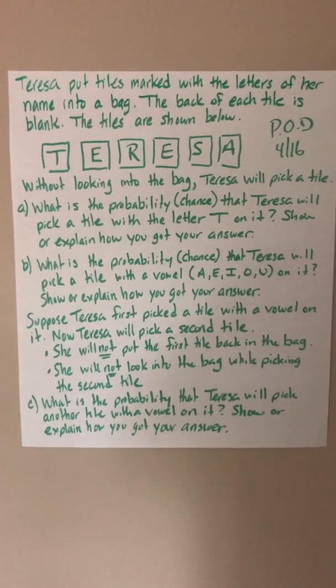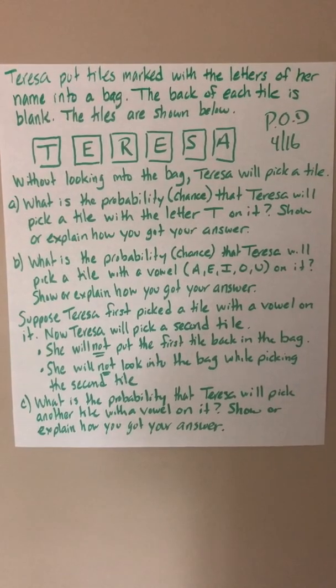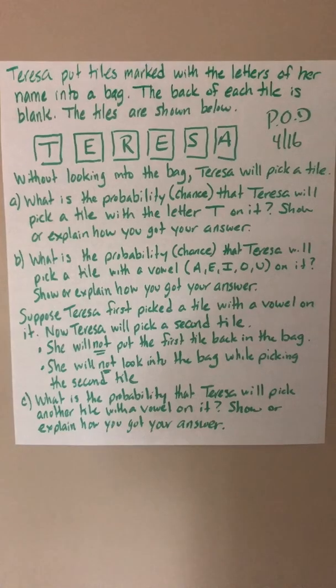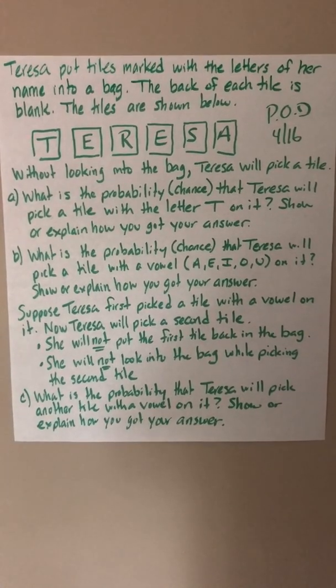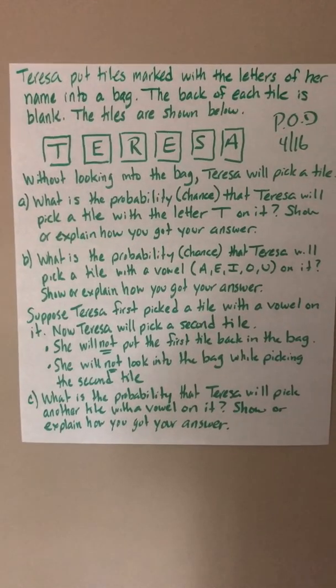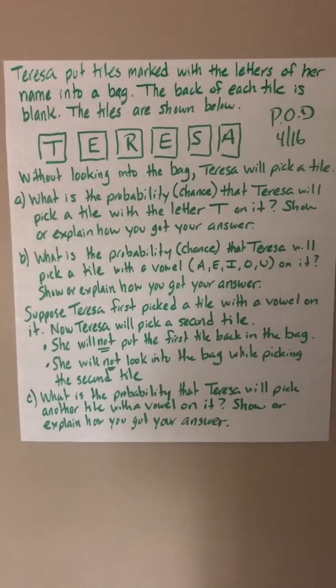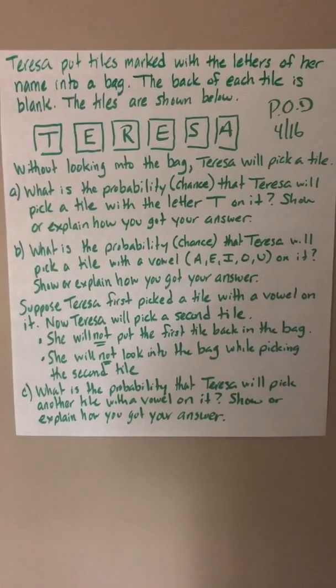So it said Teresa put tiles marked with the letters of her name into the bag. The back of each tile is blank. The tiles are shown below. So there's a T, E, R, another E, S, and an A. Without looking into the bag, Teresa will pick a tile. Part A, what is the probability or chance that Teresa will pick a tile with the letter T on it? Show or explain how you get your answer.